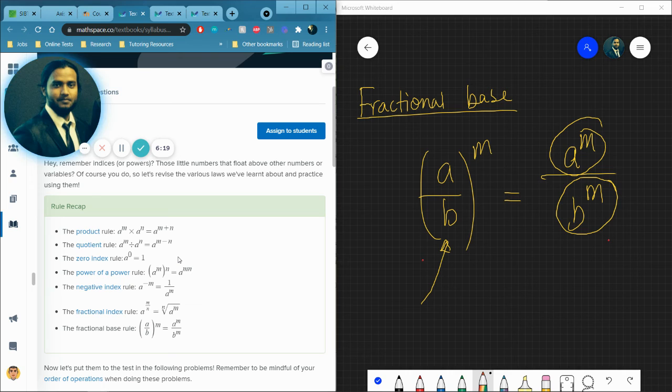So recapping, there are 7 rules: product rule, quotient rule, zero index rule, power of a power, negative index, fractional index, and fractional base rule. So that's all for index rules.